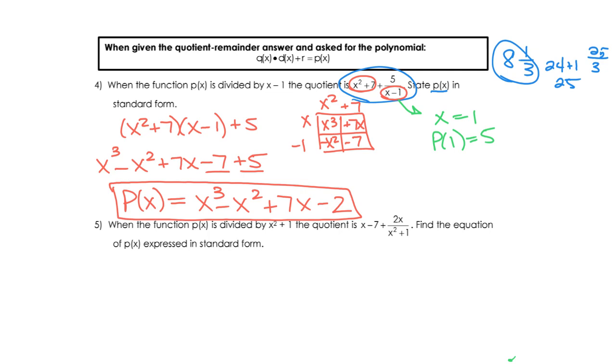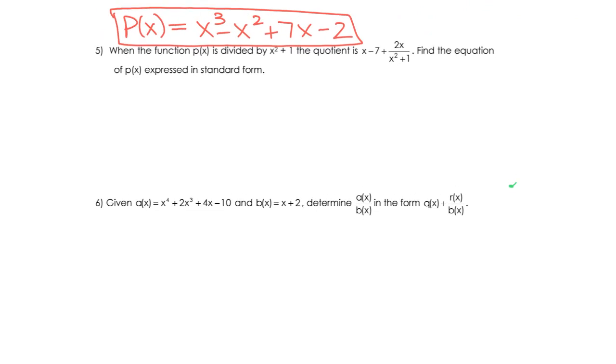All right, let's try number 5. It says when the function p of x is divided by x squared plus 1, that's the divisor. So this is our quotient remainder form, and they want us to find the equation of p of x before it was long divided and had a remainder of 2x and a quotient of x minus 7. Okay, so we're going to go ahead and put it back together. So we're going to take x minus 7 and multiply it by x squared plus 1, and we're going to add on the remainder of 2x, and that should be my polynomial.